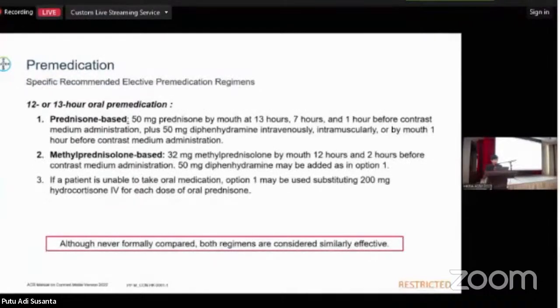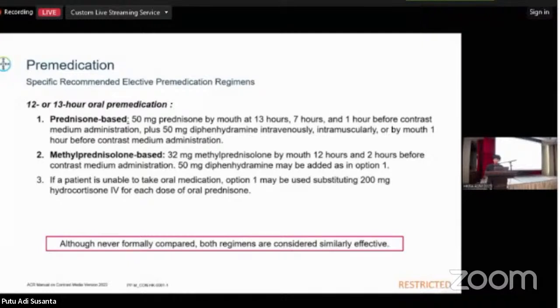And regarding the specific regimen for premedication, oral premedication is basically corticosteroid plus antihistamine. For the corticosteroid, there are two regimens mentioned in the ACR guideline. The first one is prednisone at a dose of 50 milligrams by mouth at 13 hours, 7 hours, and 1 hour before contrast exposure, with antihistamine 1 hour before the contrast administration. And the methylprednisolone regimen is at a dose of 32 milligrams by mouth at 12 hours and 2 hours before the exam, and also with antihistamine optional 1 hour before the contrast exposure.